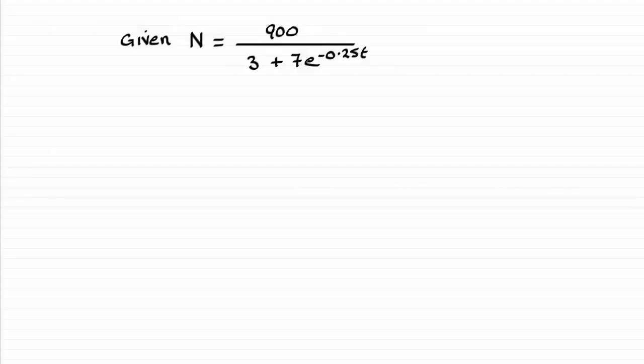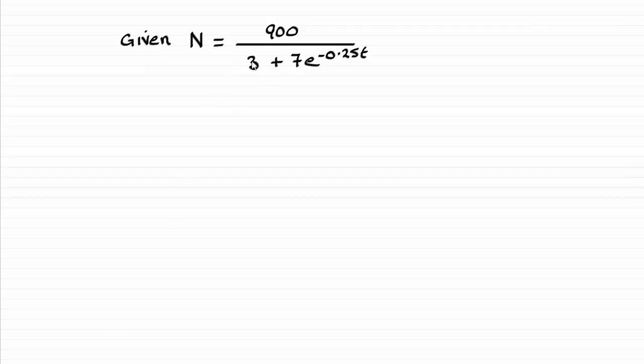So for this last part of the question, we're told that the maximum number of mice on the island is P, and we're asked to state that value of P. So it's got to be pretty obvious. Well, I'm going to show you the thinking that goes behind it here.